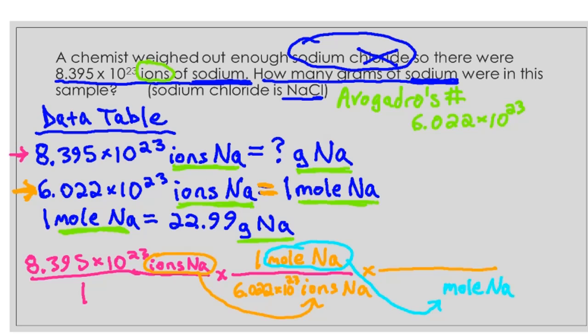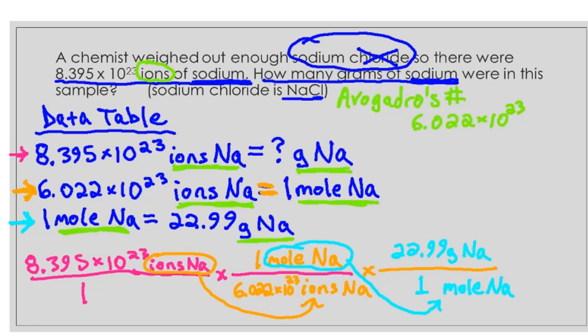And we're going to look up at our data table and find out where else it mentions moles of sodium, which is this third line right here. 1 mole of sodium equals 22.99 grams of sodium. So we have 1 mole of sodium, and on the top we do the 22.99 grams of sodium.